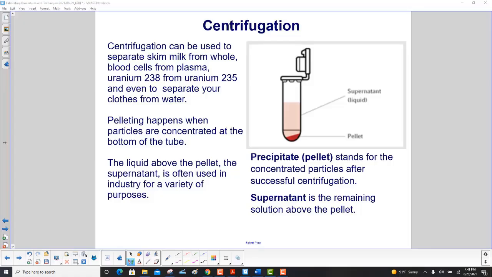Centrifugation can be used to separate skim milk from whole, blood cells from plasma, uranium-238 from uranium-235, and even to separate your clothes from water. Pelleting happens when particles are concentrated at the bottom of the tube. The liquid above the pellet, called the supernatant, is often used in industry for a variety of purposes.